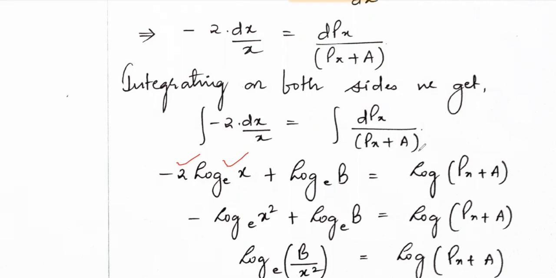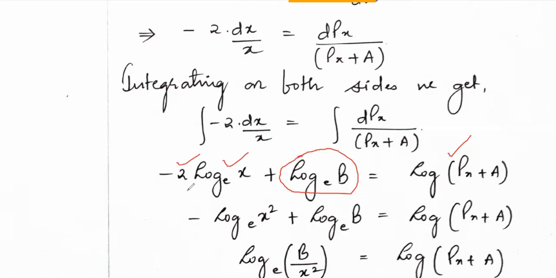Integration of 1 by x will be once again log of x. So it is log of px plus a. So when all are log, the constant of integration I'll also take in the form of a log. So it is log b to the base e.